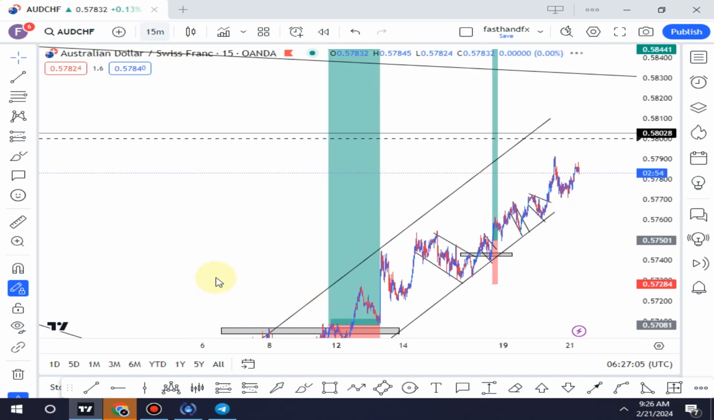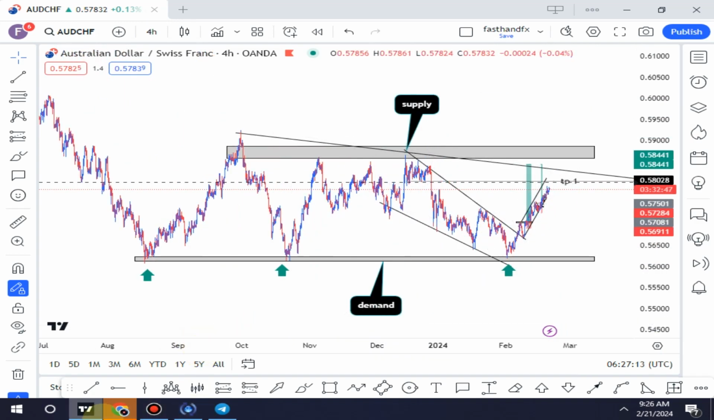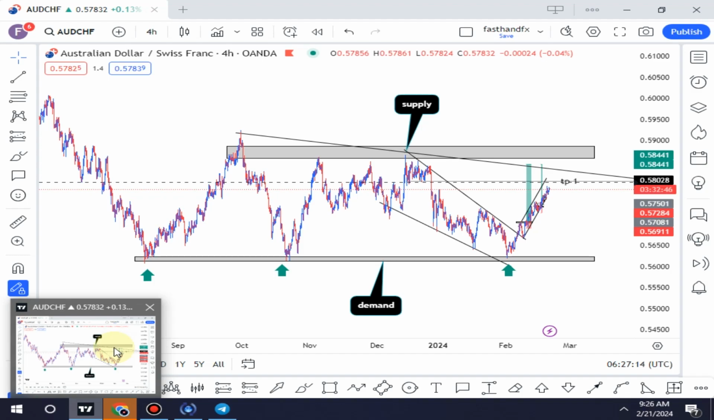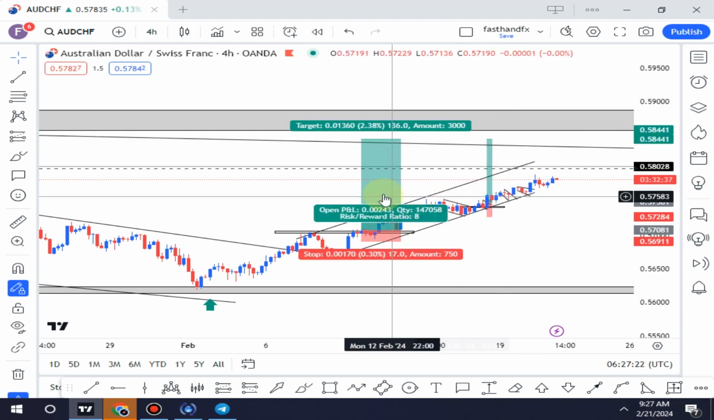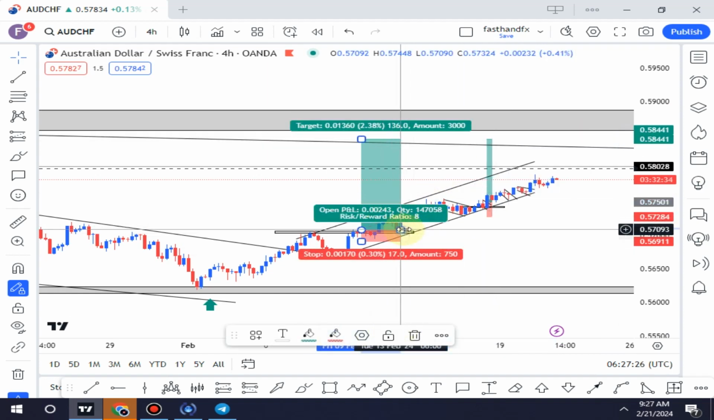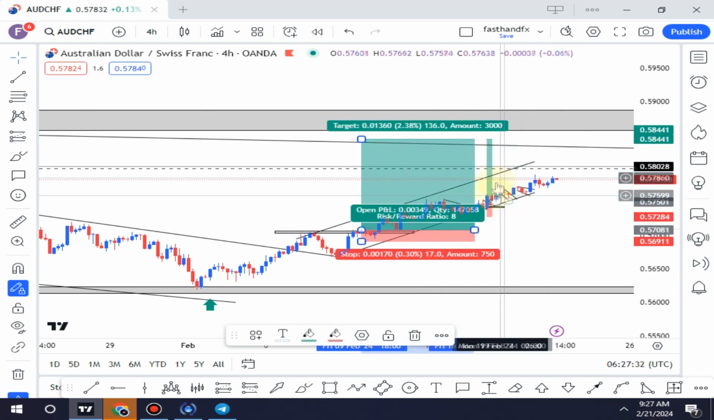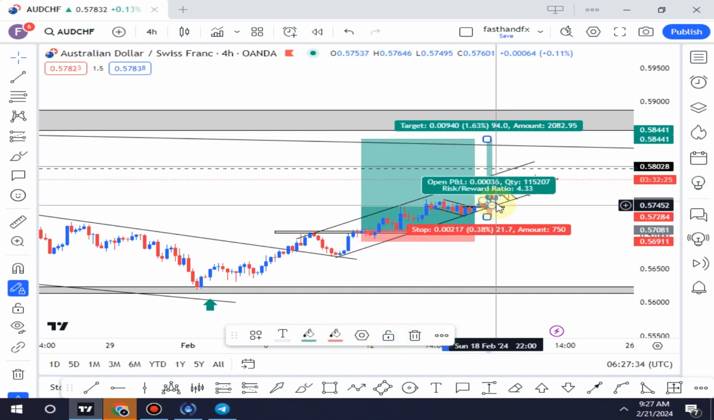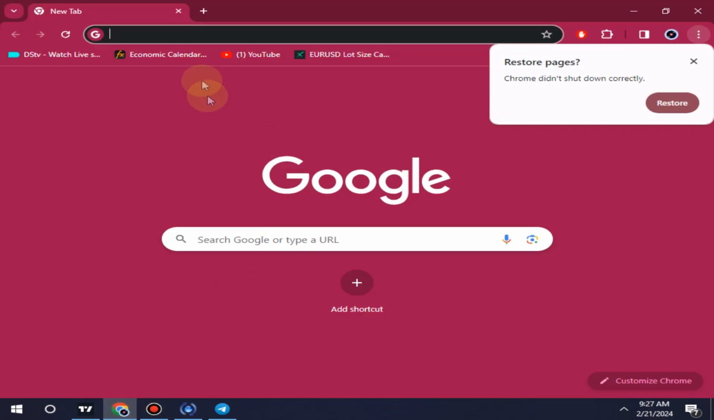And let me take you back to the H4. Just a minute. So you can see that this was the final TP. Okay, so this is the first entry right here, price has played nicely, and also we had a second entry right here, price still played out nicely. So let me just, like I said, show you that screenshot. Let me show you the screenshot right here.